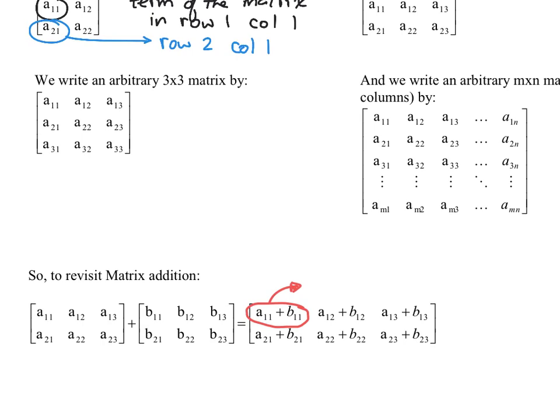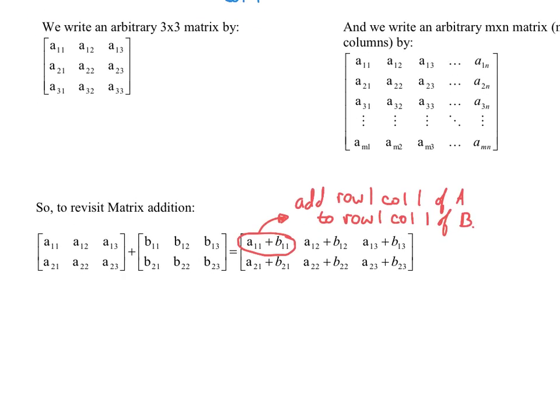So this is telling me to add row 1, column 1 of matrix A to row 1, column 1 of matrix B. All right, that's the recipe. So it's not like the process is leading to the notation. It's more like the notation led to the process.